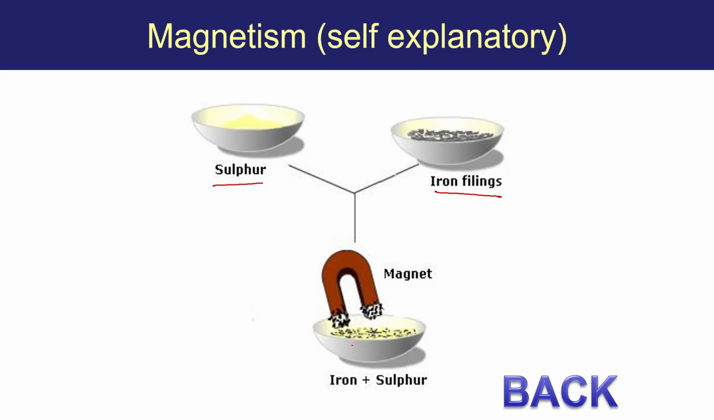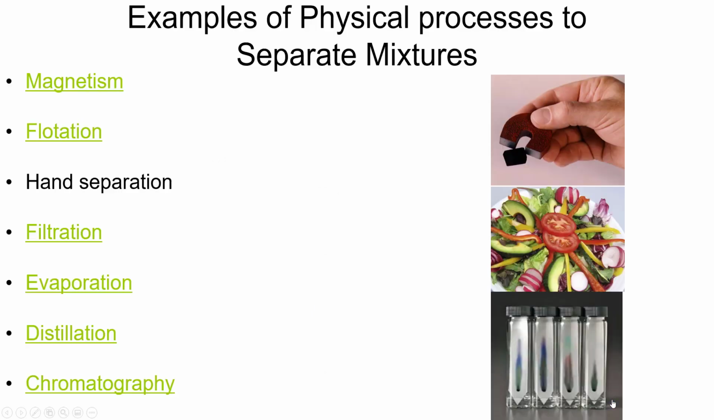So if we were to have a mixture of iron and sulfur, we could very simply take a magnet to pull off the iron particles, and that would give you purified components of both sulfur and iron. So this always works if one of your components is indeed magnetic. So be sure to check that physical property.